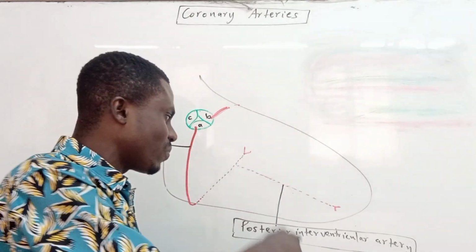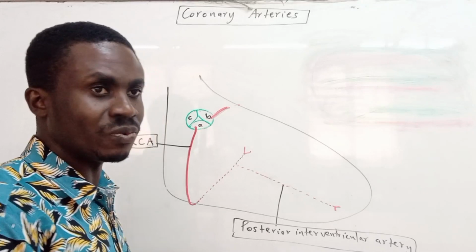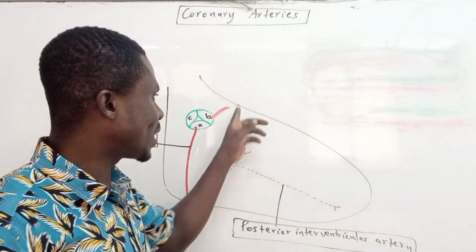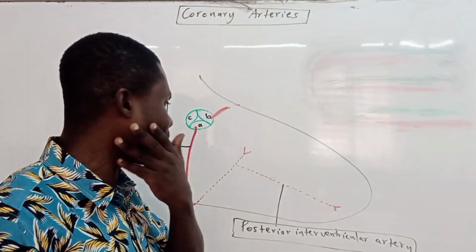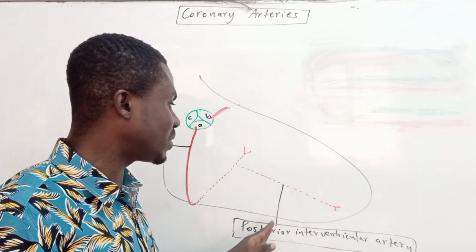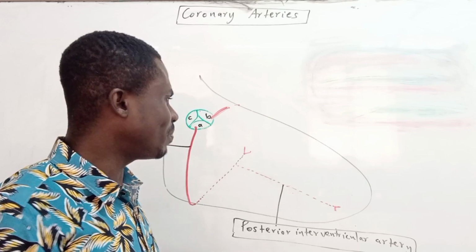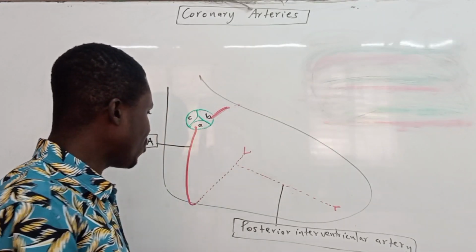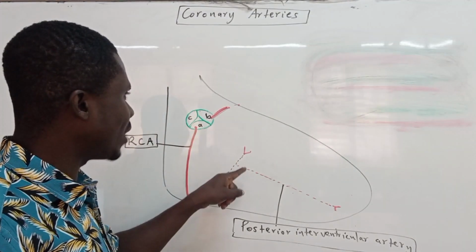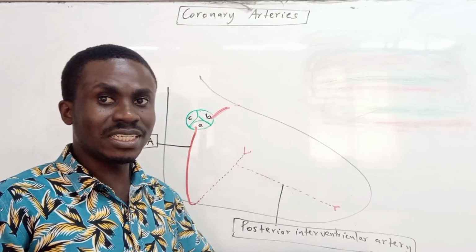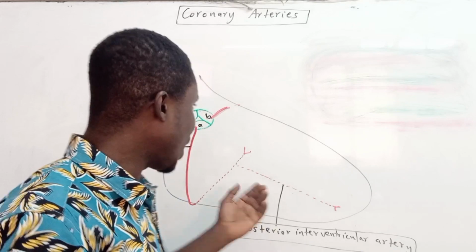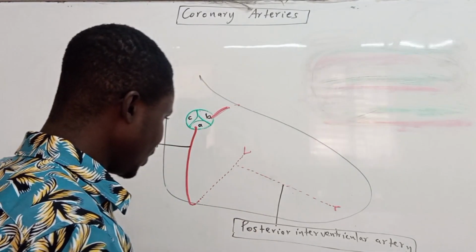Sometimes it may be coming from something else, and I'll explain it to you. In such a case, it comes from what we call the circumflex artery, which comes from the left coronary artery. In such a case, it becomes a left dominant heart. Or sometimes both the right coronary artery and the circumflex artery give off this posterior interventricular artery. In such a case, we have a co-dominant heart. I will explain this as we move along.